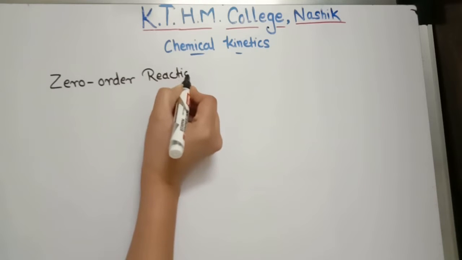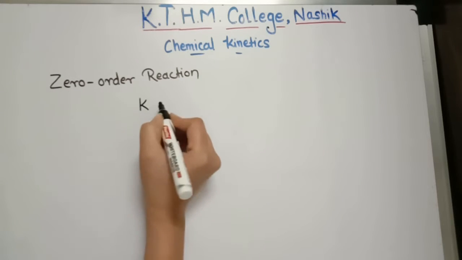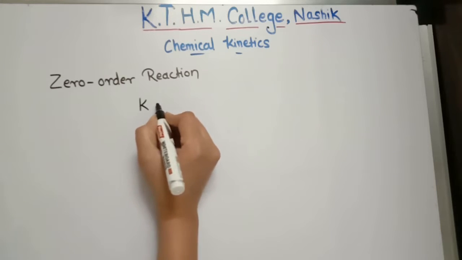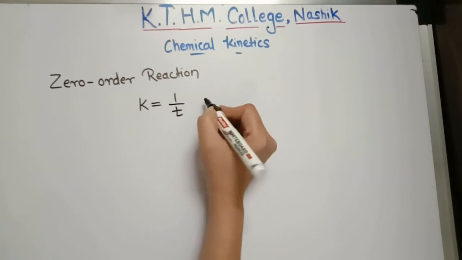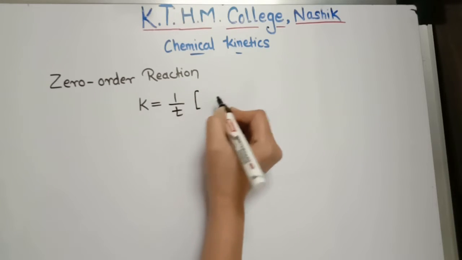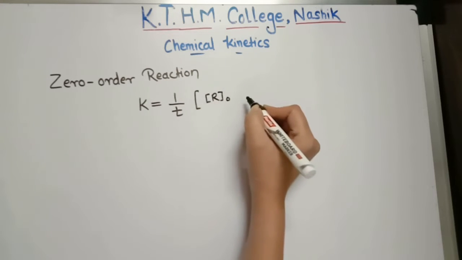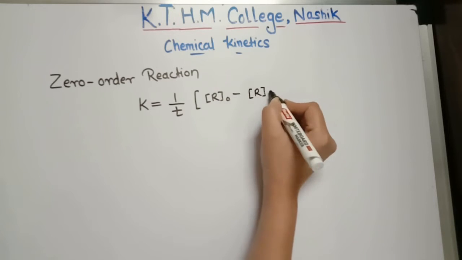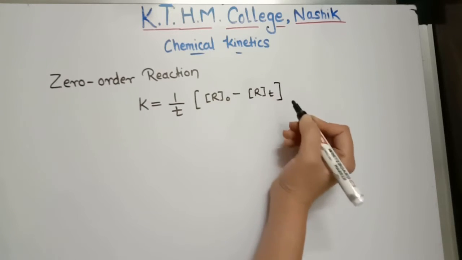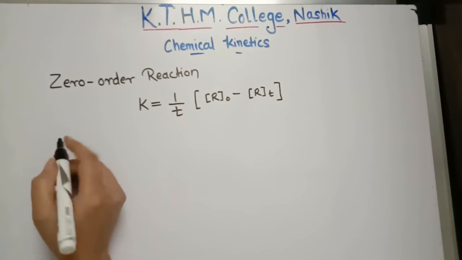Now for the zero order reaction, the value of the rate constant was K equal to 1 upon t into the bracket, concentration of reactant at initial level minus concentration of reactant at time t. This was the equation for the rate constant of a zero order reaction.